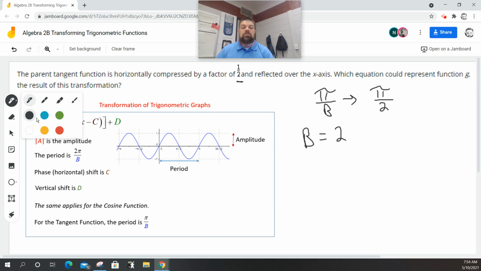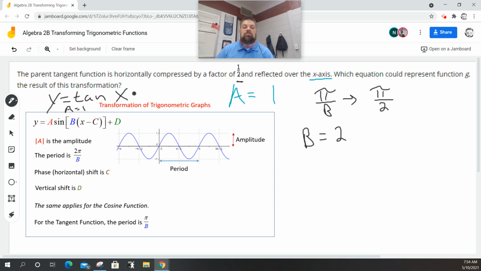Now, for this reflected over the x-axis, that has to do with A. To reflect something over the x-axis, you just need to have a negative. Now, A is normally set equal to 1. In other words, if I say y equals tangent of x, this is the parent function. For the parent function, A equals 1, B equals 1, C equals 0, and D equals 0.